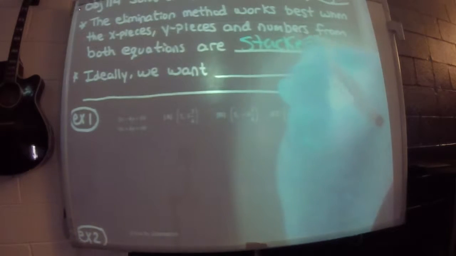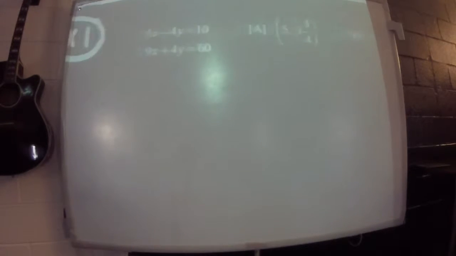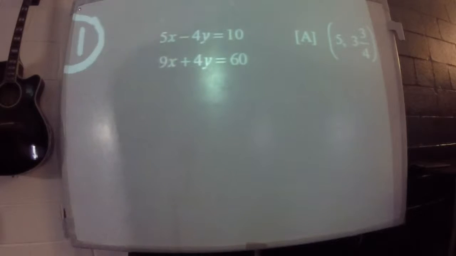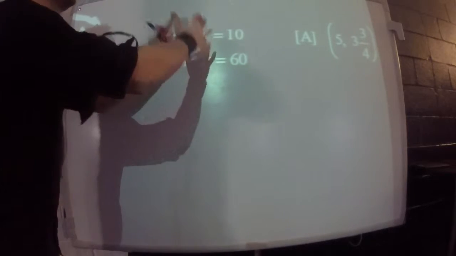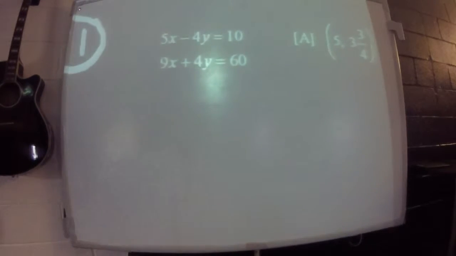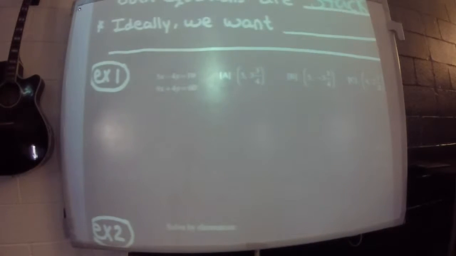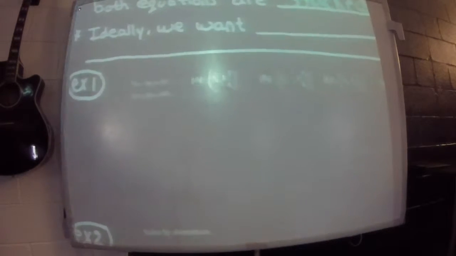And what I mean by that is, from this first example, stacked. I got my x's on top of my x's, my y's on top of my y's, and my numbers on top of numbers. X stack, y stack, number stack. I don't have x equals or y equals, which is what we do for substitution. Now here's the best scenario, and example 1 is the best case scenario.